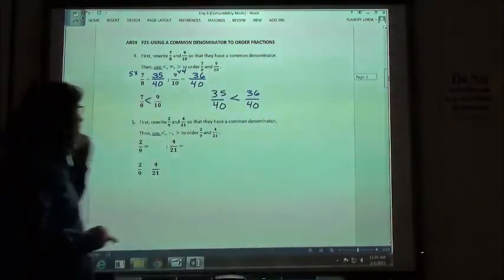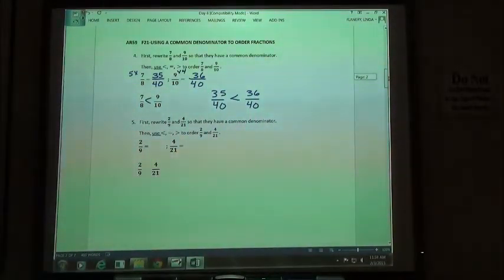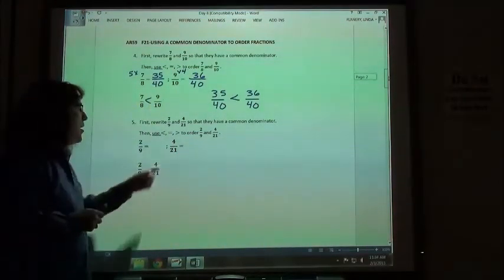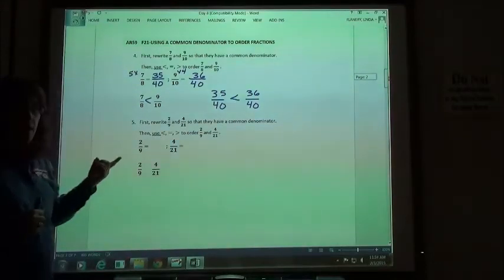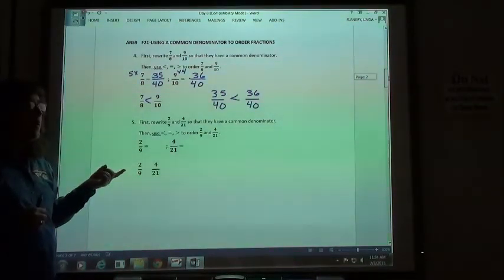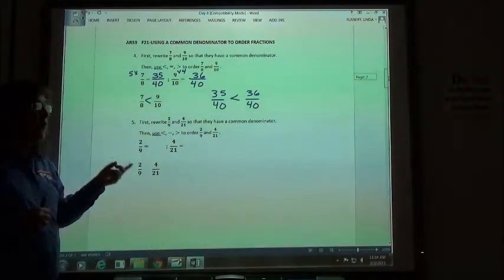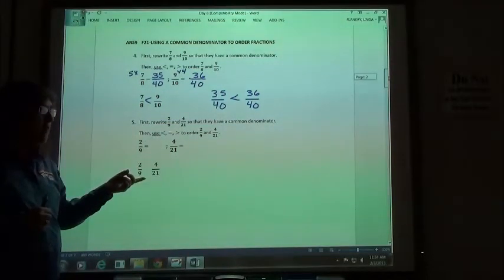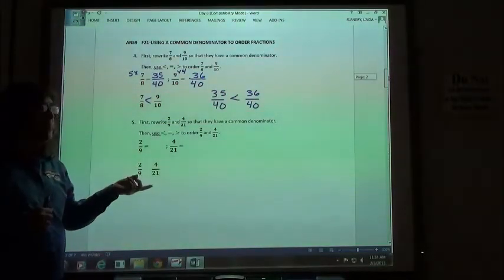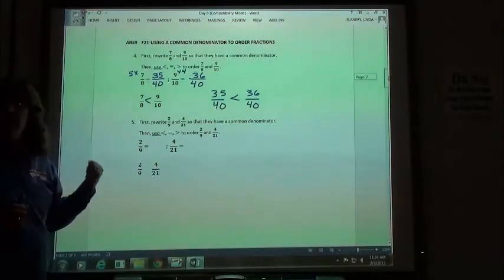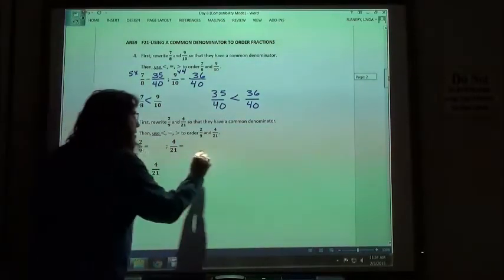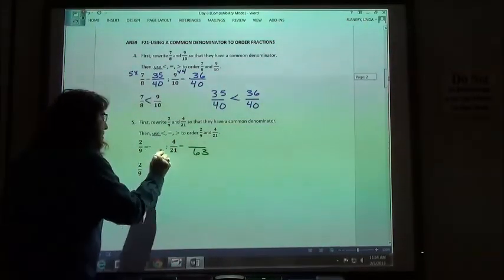So number 5, we want to find our least common multiple of 9 and 21 in order to find our common denominator. Multiples of 21. 21. 9 doesn't go into 21. 21 times 2, 42. 9 doesn't divide into 42. 21 times 3, 63. Oh, 9 divides into 63. 63 is my least common multiple.